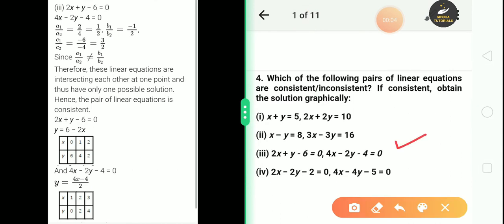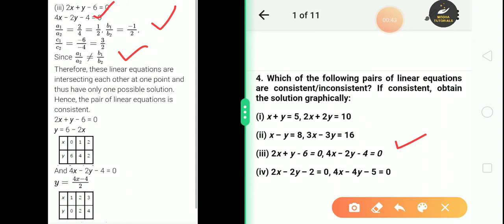Question 3. Equations are 2x plus y minus 6 is equal to 0 and 4x minus 2y minus 4 is equal to 0. So on comparing with the standard form, we can write values of a1, b1, c1 and a2, b2, c2. So taking the ratios, a1 upon a2 is equal to 2 upon 4 is equal to 1 upon 2, and b1 upon b2 is coming minus 1 upon 2. So a1 upon a2 is not equal to b1 upon b2. So we can say that the given pair of equations are representing intersecting lines. It means a unique solution is possible, therefore equations are consistent.